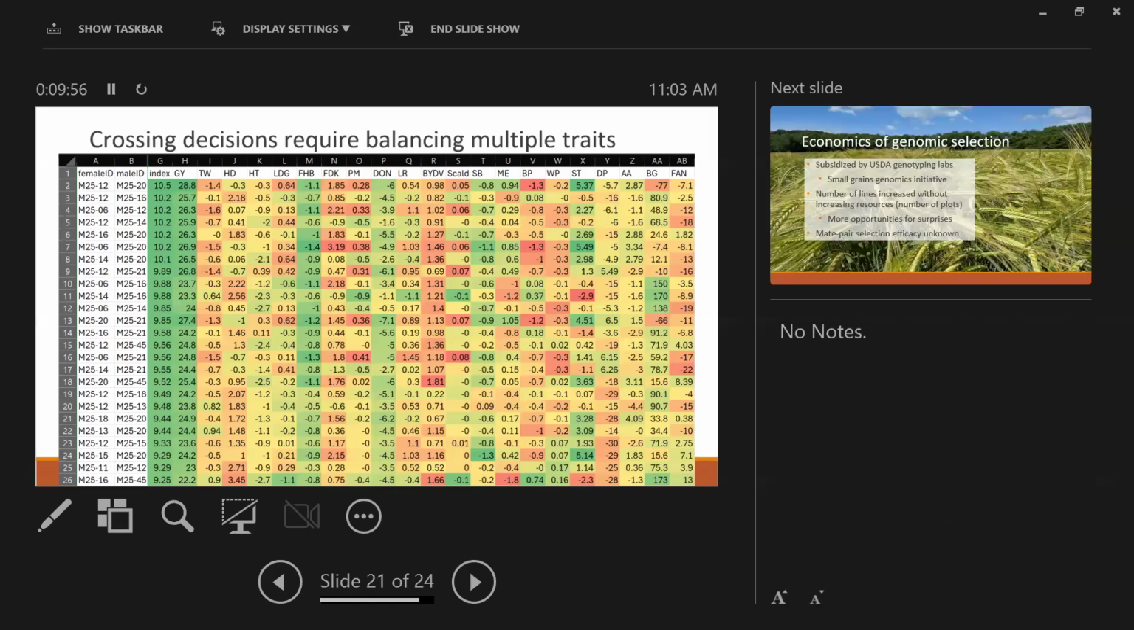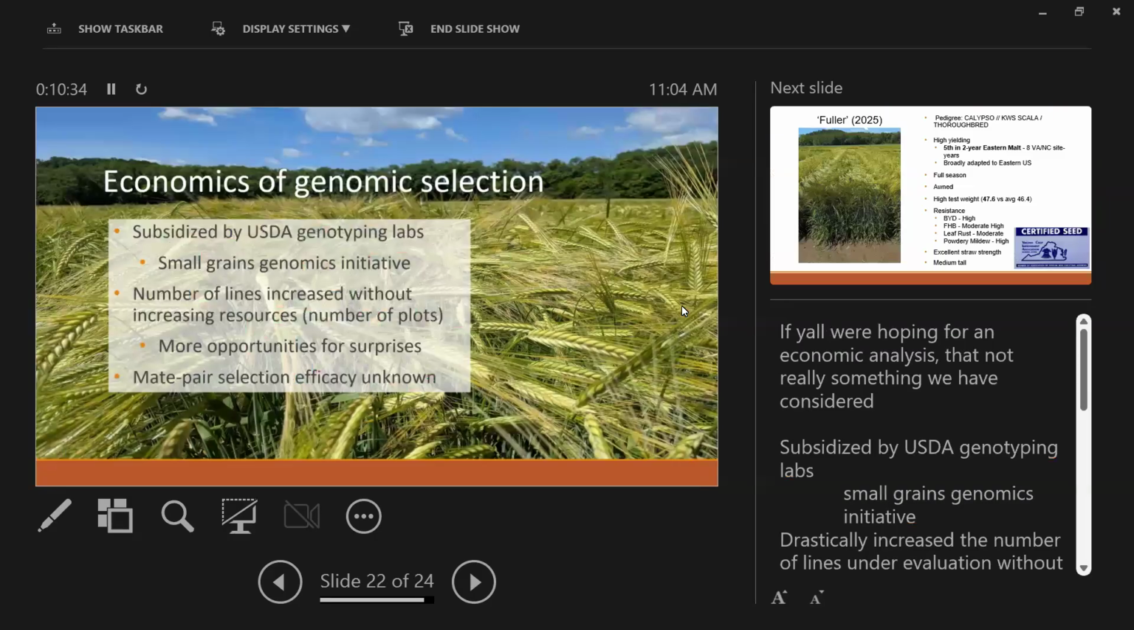And this is an example of what I look at when I am making a cross in the greenhouse. I have it ordered by my feels-like index, and you can see it's mostly weighted on grain yield, but that top cross, if I were to make it, is going to be very low in beta glucan. It's also the average of the means. It's not like I'm going to make this cross and you're going to get an individual with all of this. This is just the average of the expected mean of the family. So an actual economic analysis is not something that we've done.